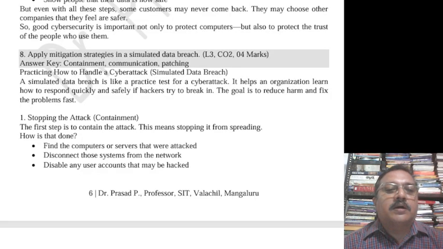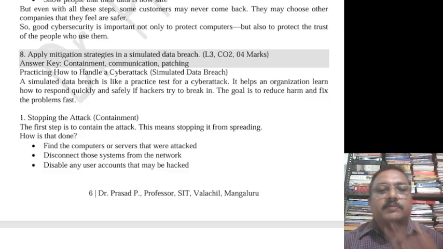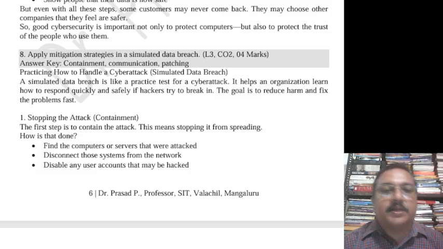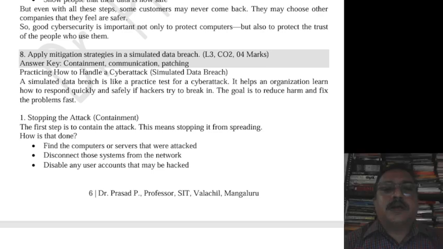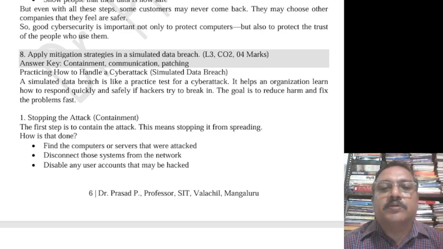The topic is how to apply mitigation strategies in a data breach situation. If a cybersecurity attack happens, what are the steps to be taken to overcome it, or to stop it from continuing, or mainly to overcome it and continue their business? So that is practicing how to handle a cyber attack or a simulated data breach.